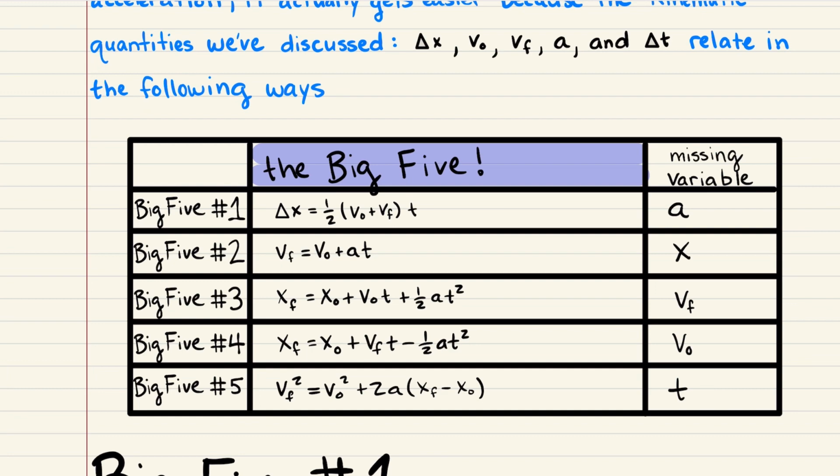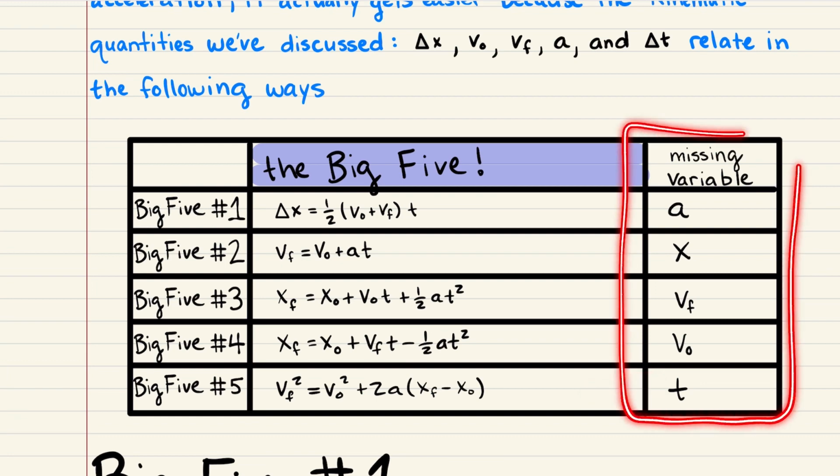And then for big five number five, we have the square of our final velocity is equal to the square of our initial velocity plus 2 times acceleration times our displacement, delta x, or final position minus initial position. In this case, we are not considering time at all.